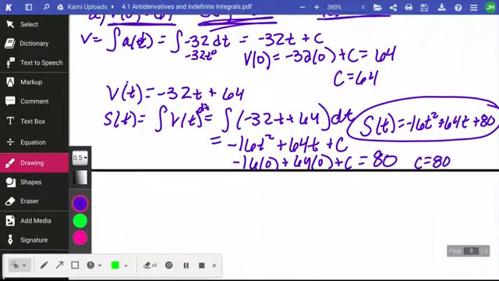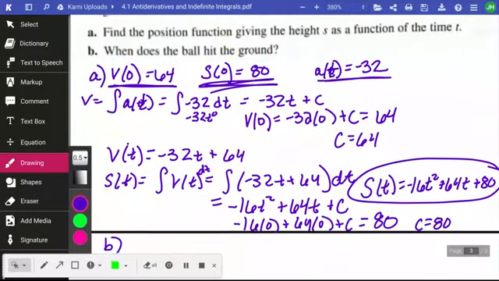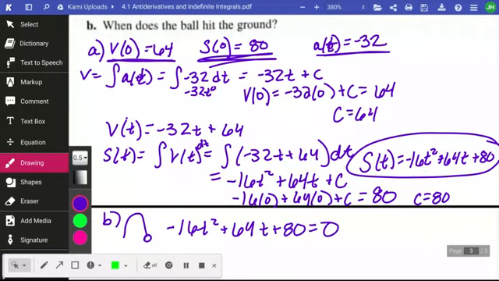Part B gets to be a lot easier. What does it say, though? When does the ball hit the ground? So when is the position 0 is what it's asking. When it's asking when a ball hits the ground, if you imagine it's been thrown and comes back down, this is a height of 0. So you're essentially saying, when is your position 0? That's why we had to find the position function. They kind of set it up for us.